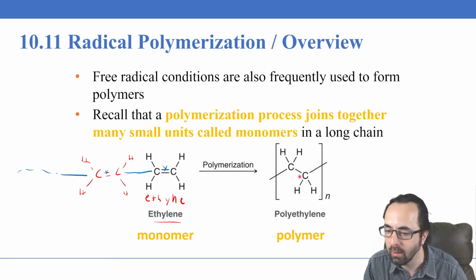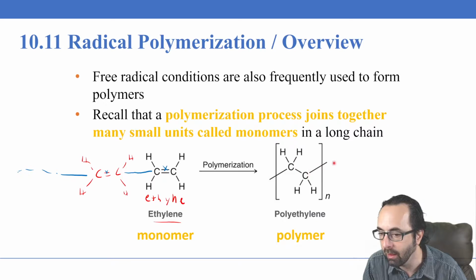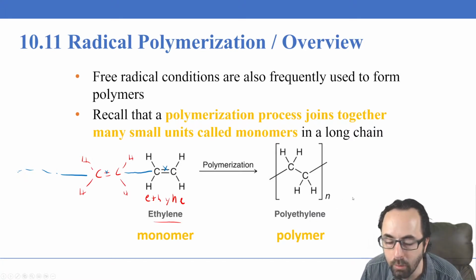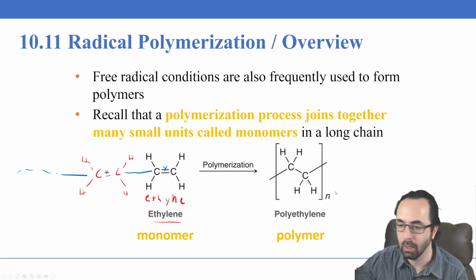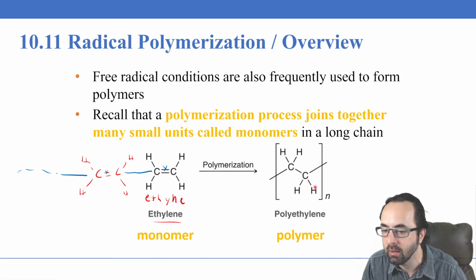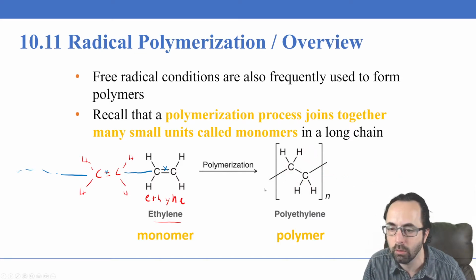And the way that's shown as a shorthand is that we have the two carbons, each with two hydrogens. We put a bracket around them with lines saying this is going to keep going on and on and on many times. And we often put an N here, which says this goes on N number of times, or if you just leave N, it means many. And this is what's referred to as a polymer. It has many of these C2H4 repeating units over and over again in a long chain.